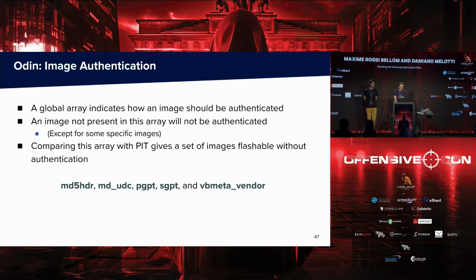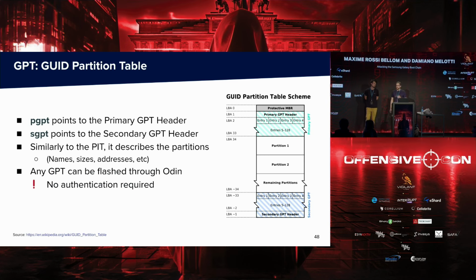So among those that we can flash, there are PGPT and SGPT that are particularly interesting. GPT standing for GUID partition table. So these two partitions point to the two headers, primary and secondary, of the GPT table. And it's similar to the PIT. For those who don't know what GPT is, it describes the partitions. You will find information such as the partition name, sizes, and so on. So the fact that we can flash this partition without authentication is quite a powerful primitive, since we can use that to completely reshape the partition layout of the system.